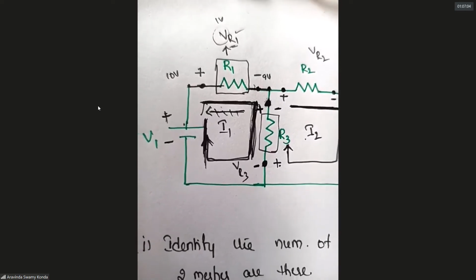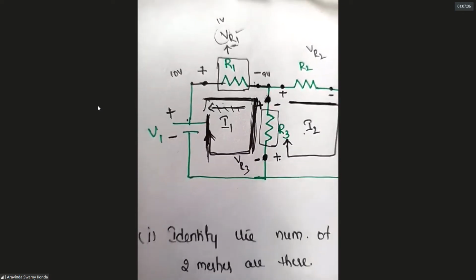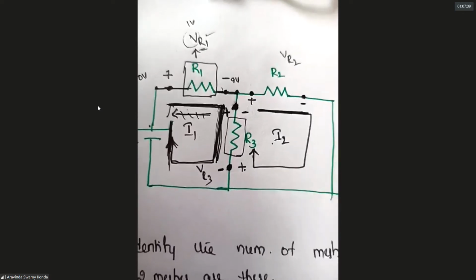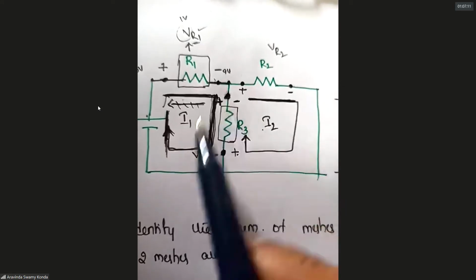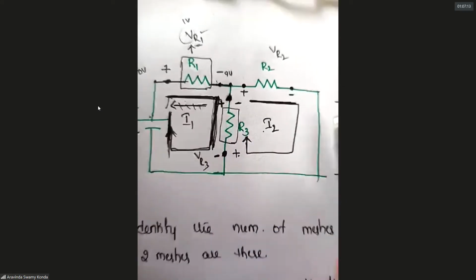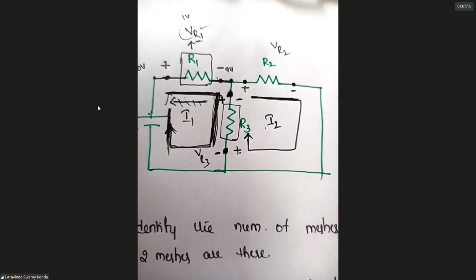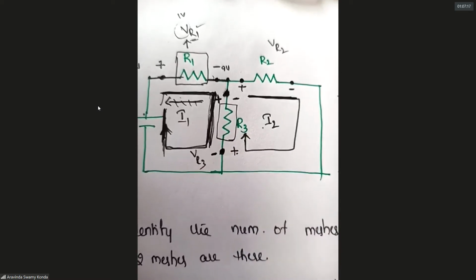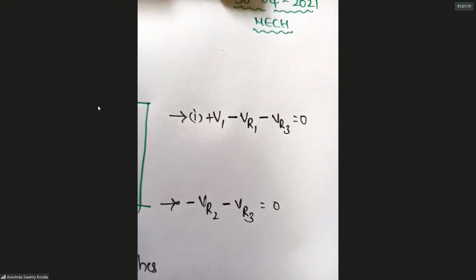So with the help of this KVL, we can find out the responses. What is the unknown? You are assuming I1, I2. So what you are assuming here is what we are finding. So what are I1 and I2? Here, all of these are V1, VR1, VR3, sir.